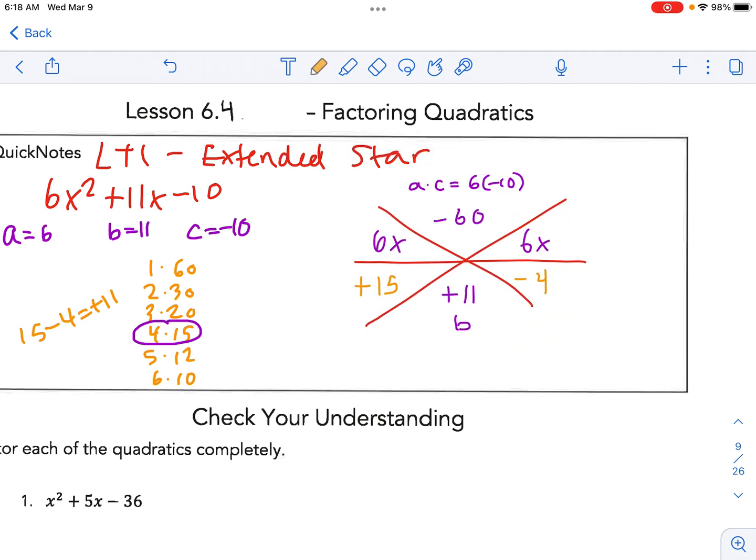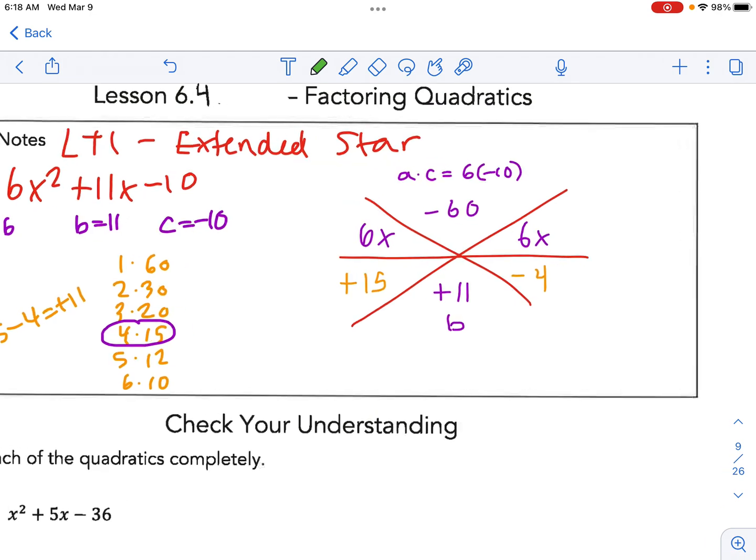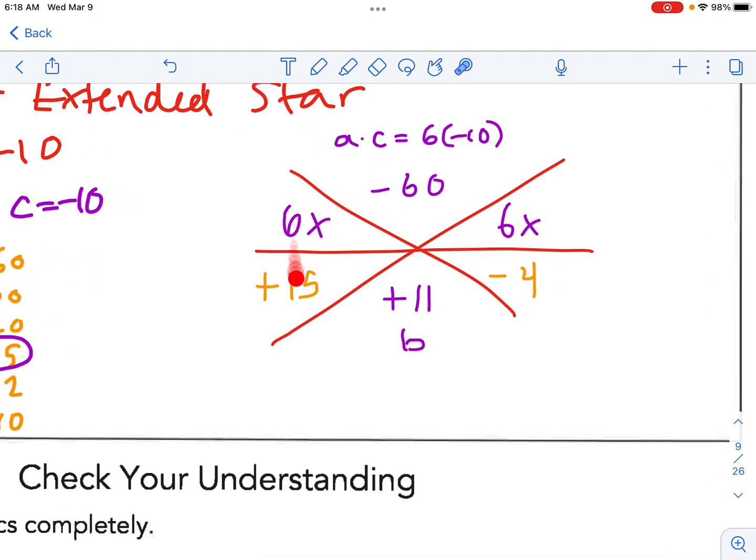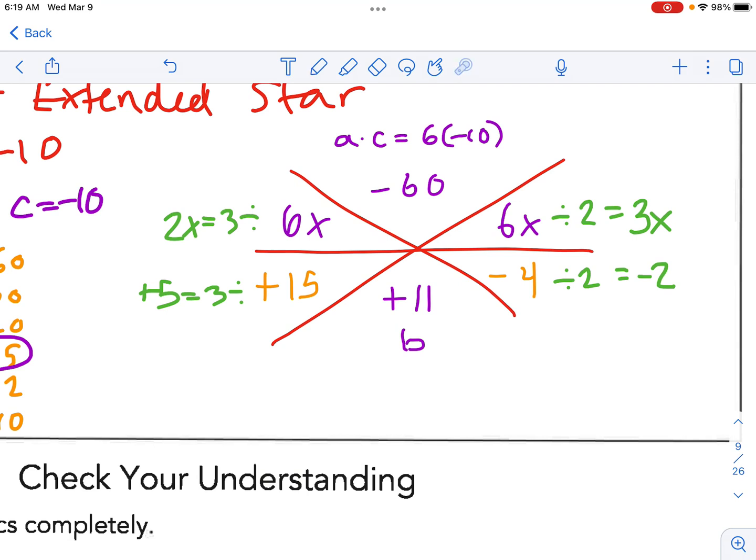Okay, so it looks like now I can reduce, I can take a 3 out of this side. So divide by 3, I get 2x. Divide by 3, I get positive 5. And I can take a 2 out of here. That gets me a 3x. And this gets me negative 2. And so I'm just checking here, right? 2x times 3x gets us 6x squared. So that was working out in my brackets. So my brackets then are 2x plus 5 and 3x minus 2.